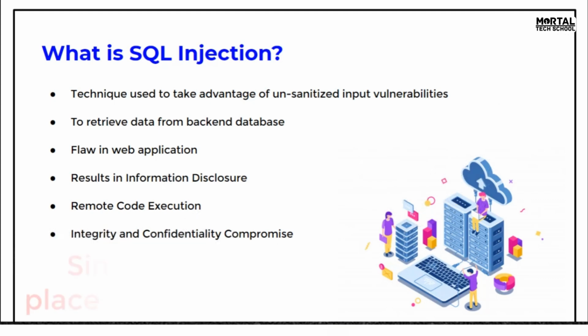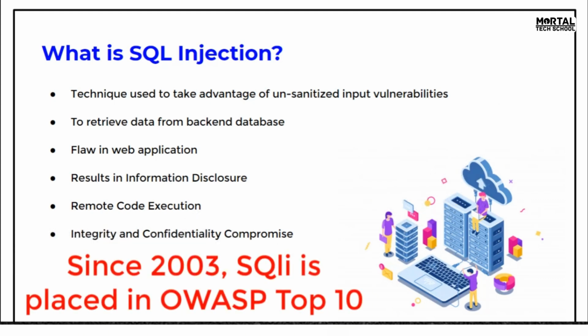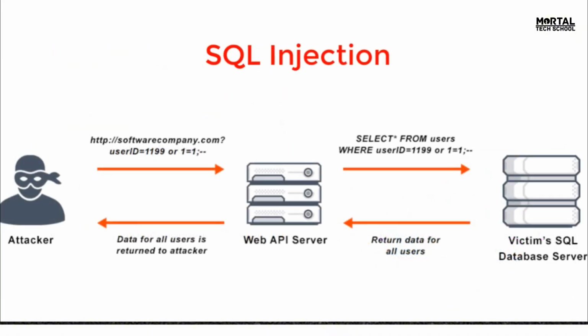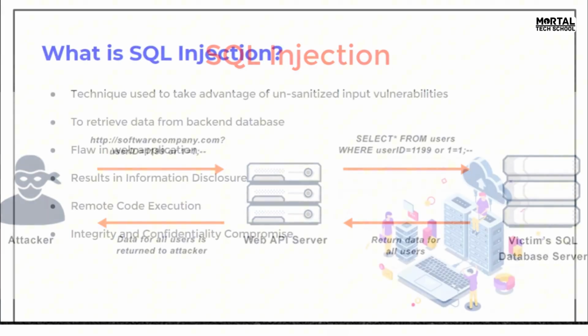Since 2003, SQL injection has remained in the OWASP's top 10 list of application security risks that companies are wrestling with. So what is SQL injection attack? SQL injection, also called SQLi, is an injection attack where an attacker executes malicious SQL statements to control a web application's database server, thereby accessing, modifying, and deleting unauthorized data.